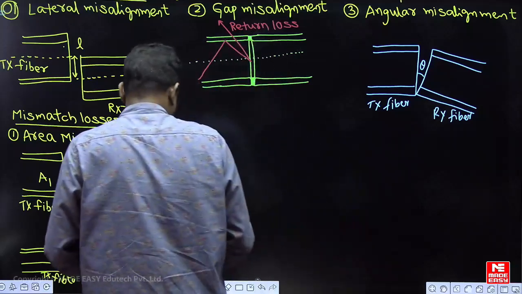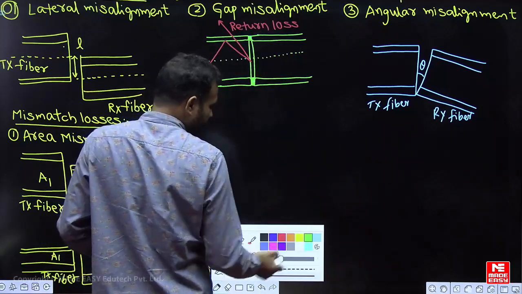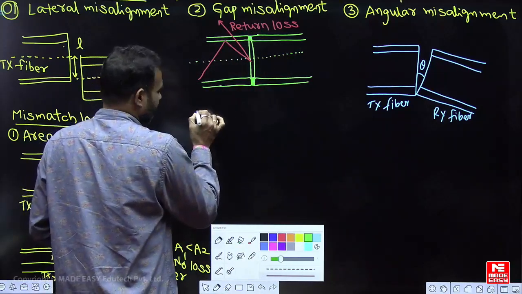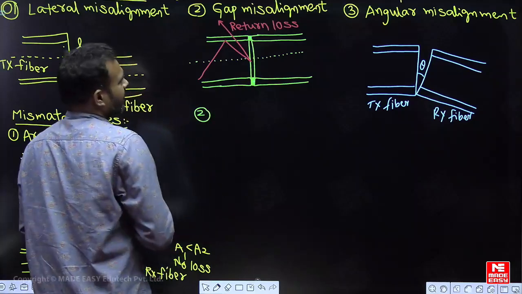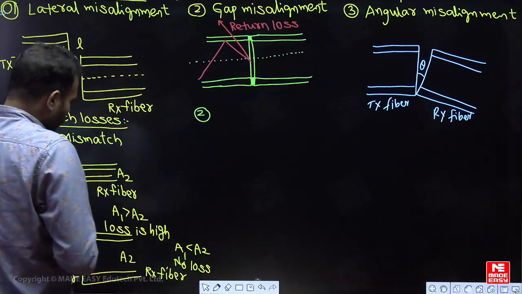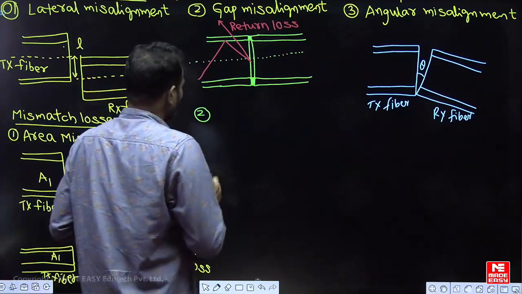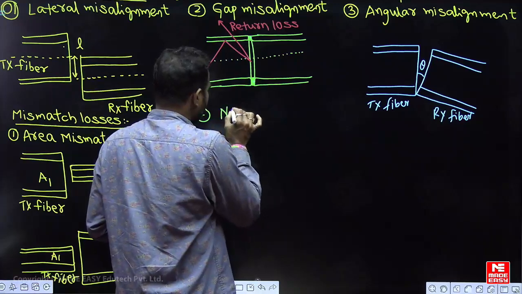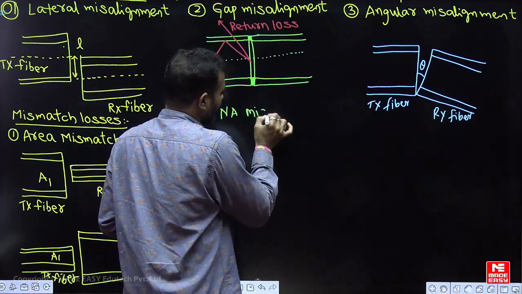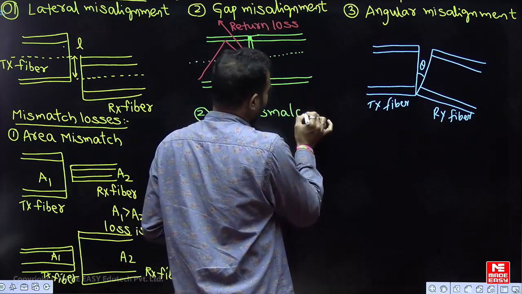Now see here, the second one I am explaining to you is your second loss, that is nothing but the second mismatch loss, called the numerical aperture mismatch. Dear students, please focus for 2 minutes of time.